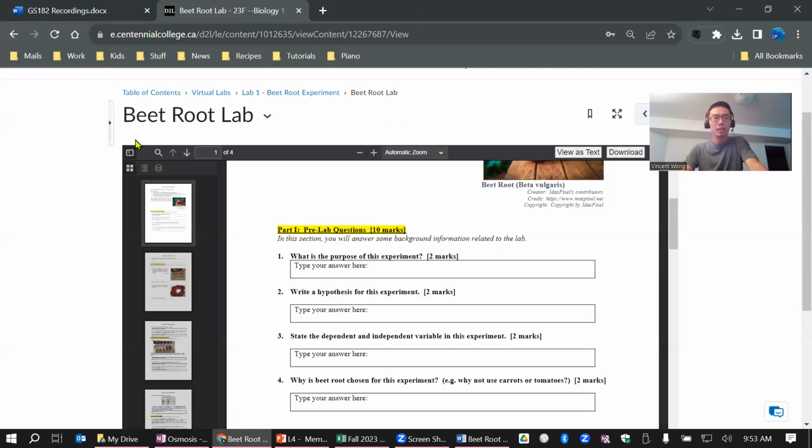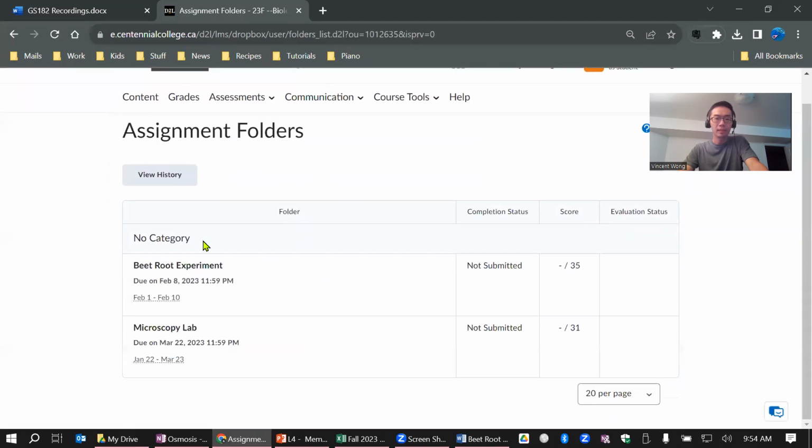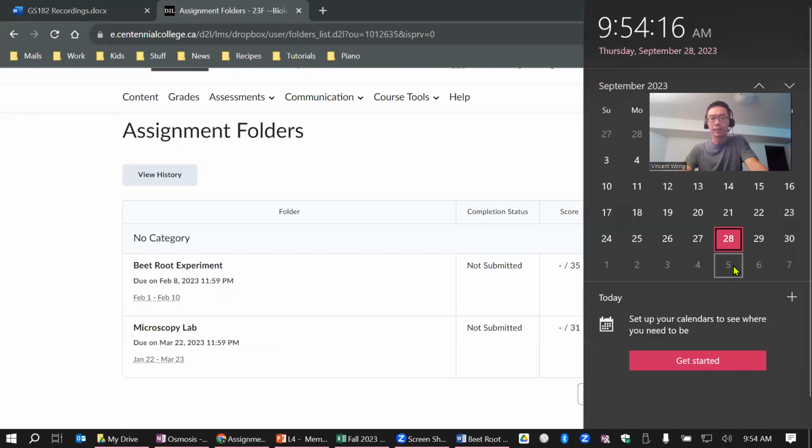How would you submit it? I will create a link for you, but you can go to assessment, assignment, and then there is the folder. I haven't opened it yet, but I will later on. And it's going to be due, like I said, October 5th.